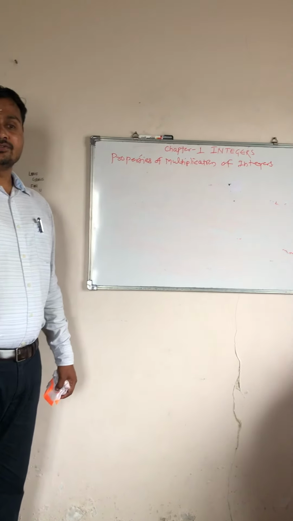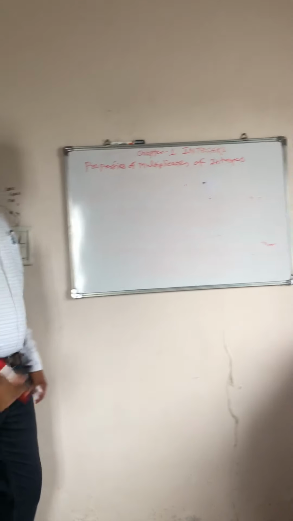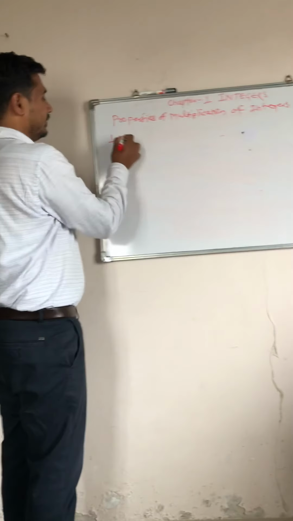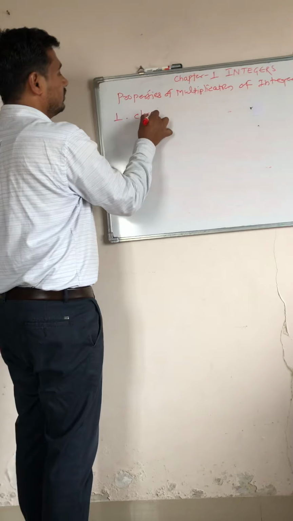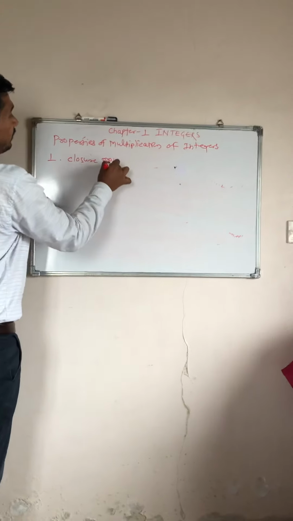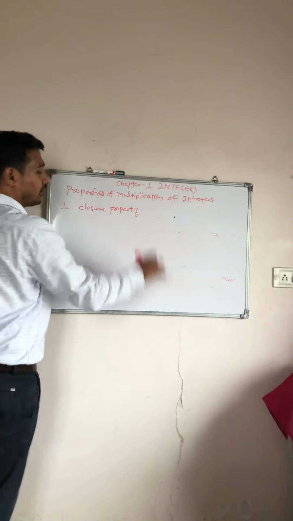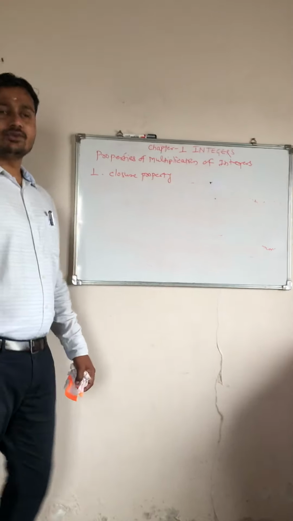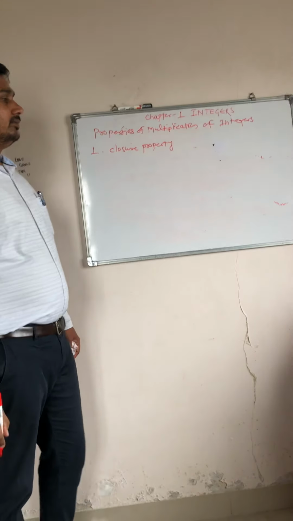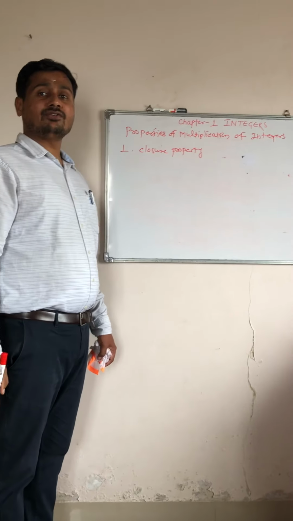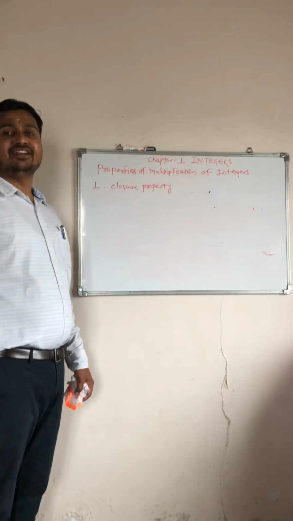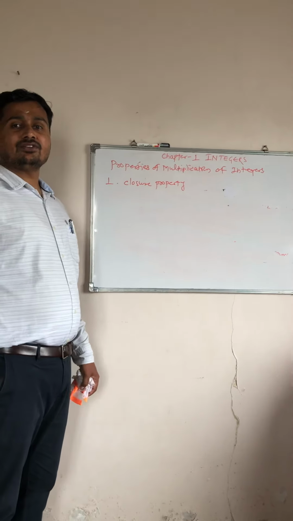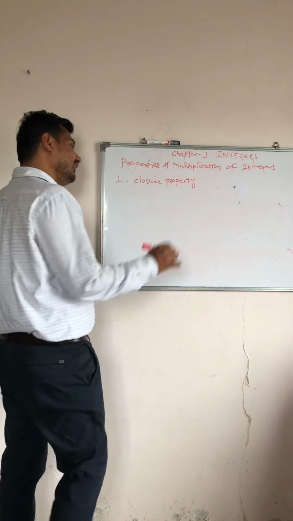In that, the first property is the closure property. Important property. The first property is the closure property. It means the multiplication of two integers is always an integer.